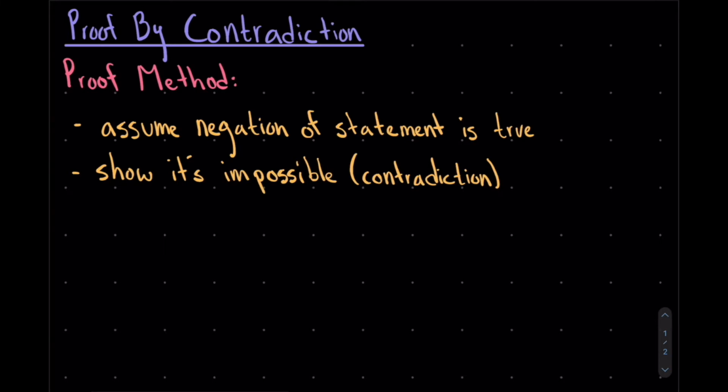You could think of the logic this way. If you have a statement and you know that the negation, or the opposite of it, is false, that must mean that the statement itself is true.